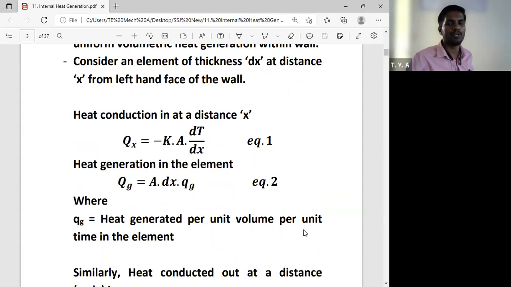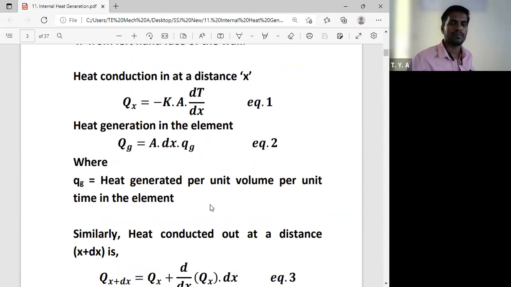Heat generated per unit volume per unit time of the element. Okay, so from that we have written the equation for the capital Qg. Small qg into volume. Okay, so heat conduction in at a distance x, Qx is equal to minus k into A into dT by dx. Then heat generation in the element, capital Qg is equal to volume into small qg. And for this particular element, what is the volume? Area into dx. Okay, similarly we have to write down the heat conducted out at a distance x plus dx.